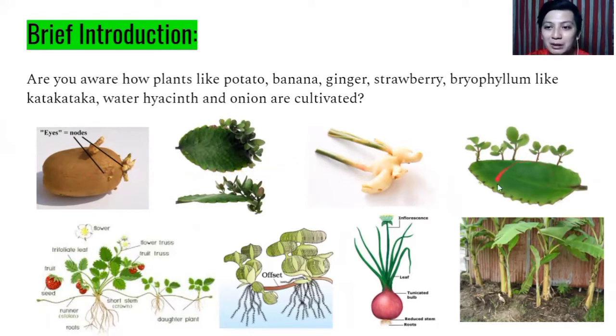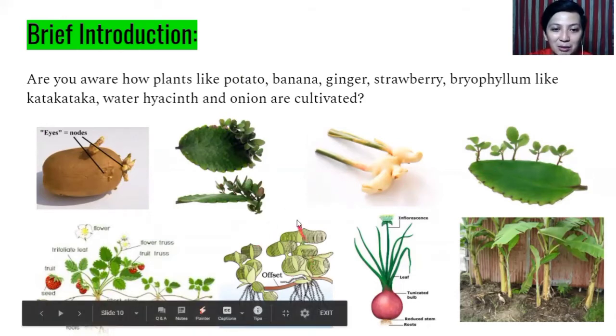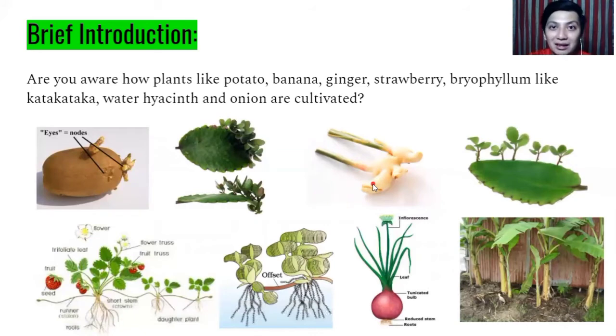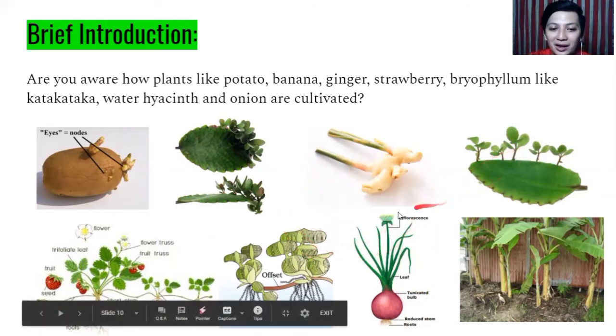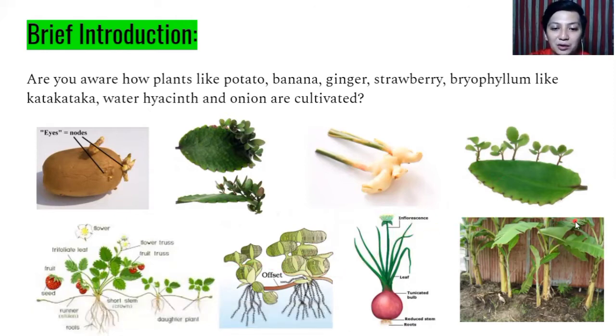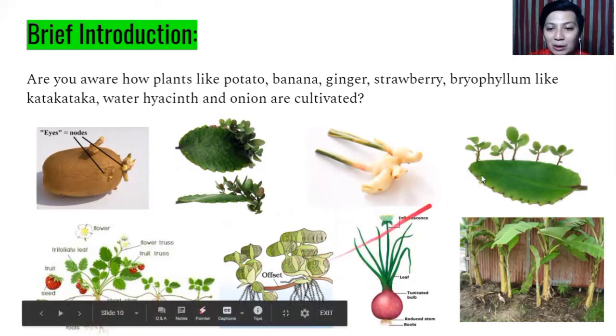And dito naman sa part na to, sa katakataka leaves, it is an example of bryophyllum. So, sa leaves niya, may mga tumutubo ng newly plant. Then, dito naman sa part na to ng ginger, ito ay root. So, pwede mo rin itanim yan. So, pag putol-putulin mo yung mga roots na yan, pwede mo silang itanim. Same as with the stem of the onion and the stem of the strawberry, and even here sa roots din ng ating water hyacinth.